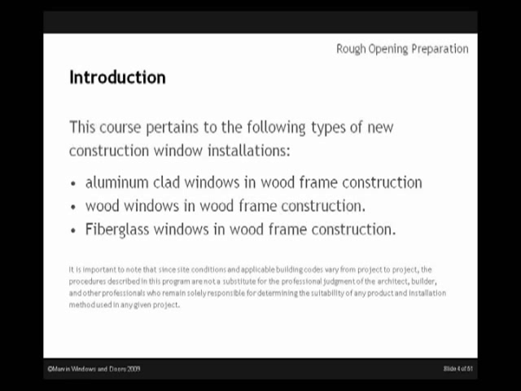When we talk about aluminum clad windows, we're talking about an aluminum exterior and a wood interior window in a wood frame construction building. That's what this course is about. Or all wood windows, no aluminum exterior, for instance, in a wood frame construction, but also fiberglass windows in a wood frame construction building. And it's also important to note that these are fundamentals. They're suggested ways to do things.